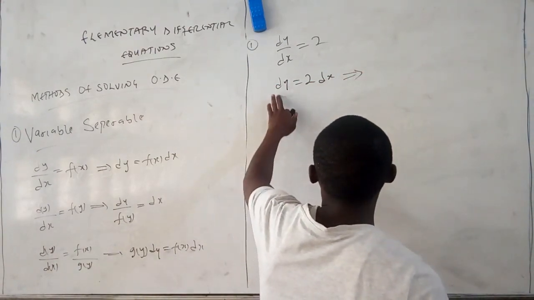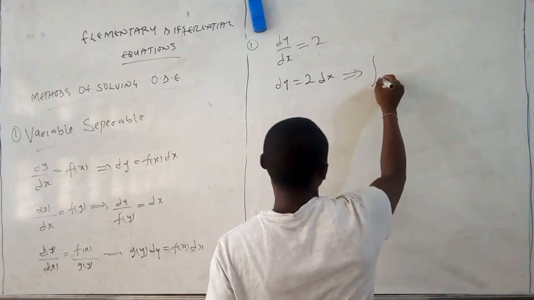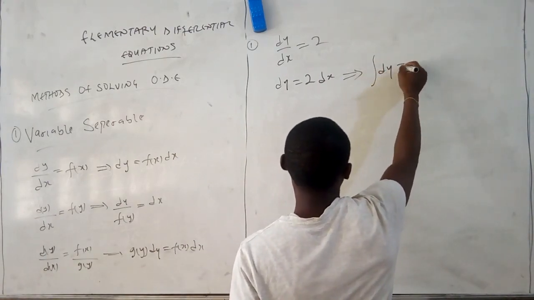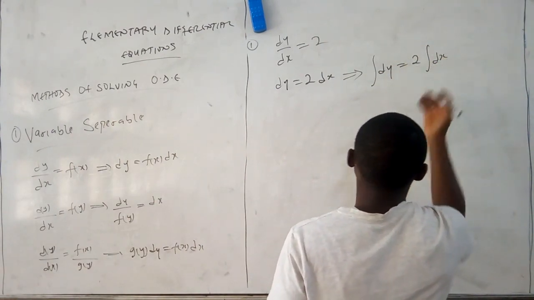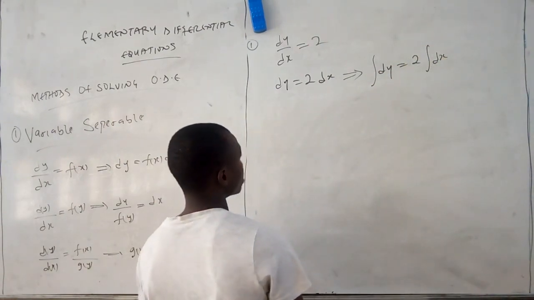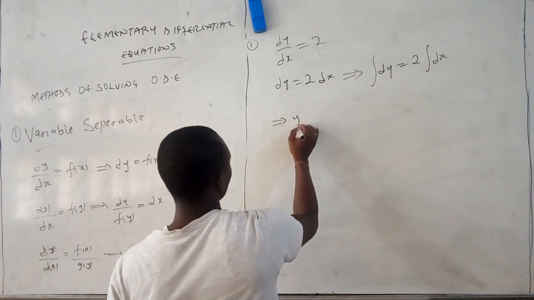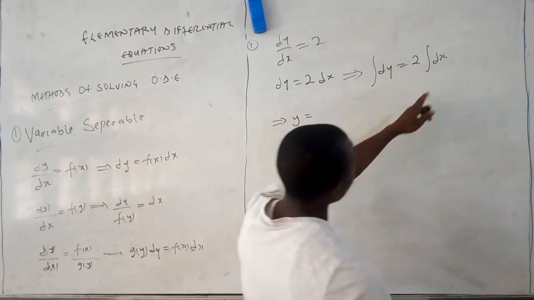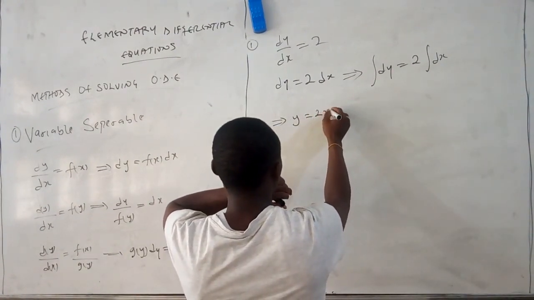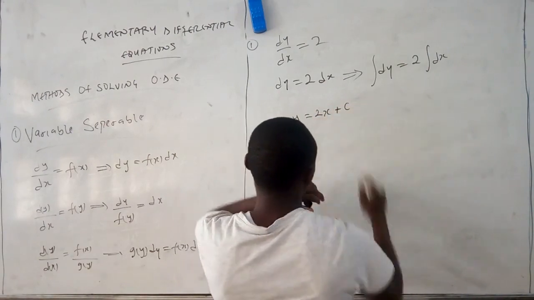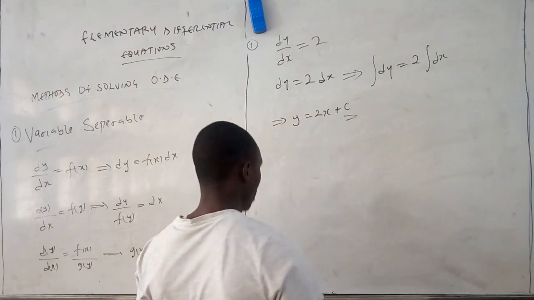So to eliminate this differential sign, you integrate. So integrating dy is equal to 2 integral of dx. Since 2 is a constant, there's nothing to integrate. So integration of dy, you have y. The integration of dx, you have x plus constant of integration. So this is using variable separable.